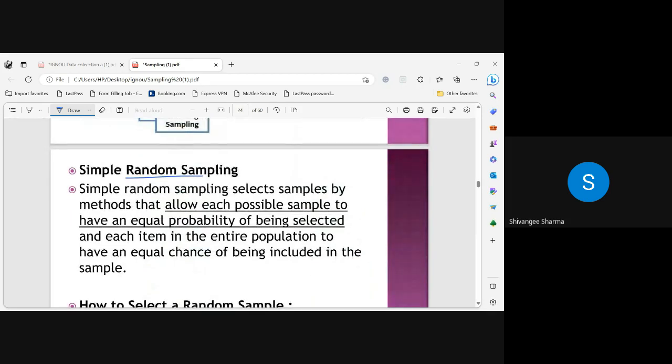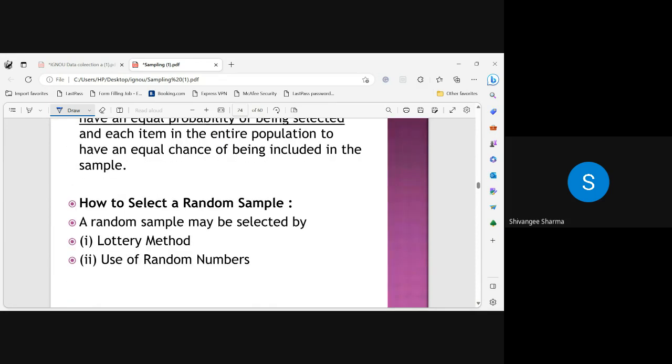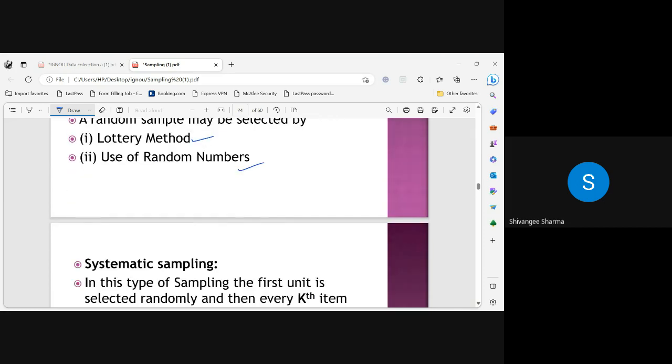Simple random sampling selects samples by methods that allow each possible sample to have an equal probability of being selected, an equal chance of being included in the sample. That is simple random sampling. Now, what are the methods for random sampling? One is the lottery method, and the other is the use of random numbers. You use simple random numbers from the lot to draw a sample, or you use the lottery method. That is simple random sampling.